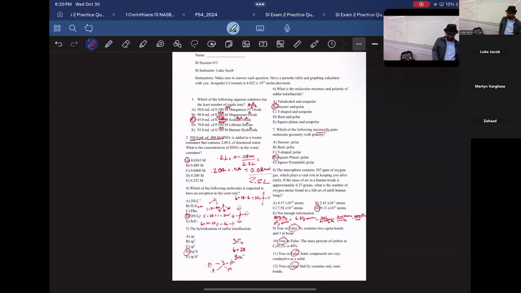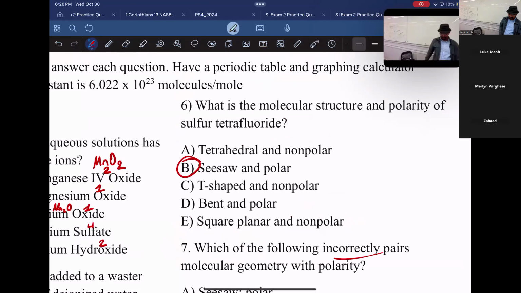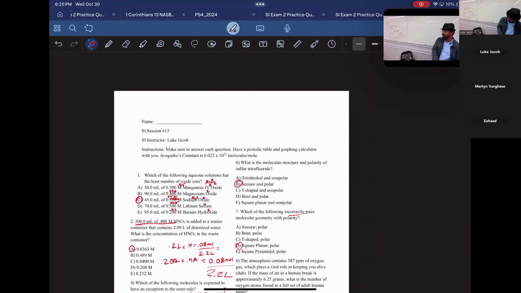Five. So this is based off of six. What is the molecular geometry? Wait, what was five again? Five was just sulfur tetrafluoride. What's the hybridization of that? Is it C? It's D.